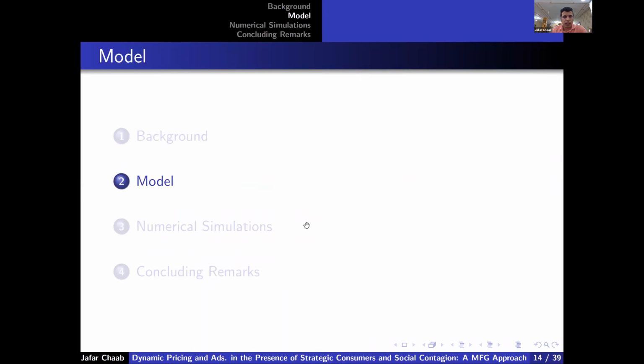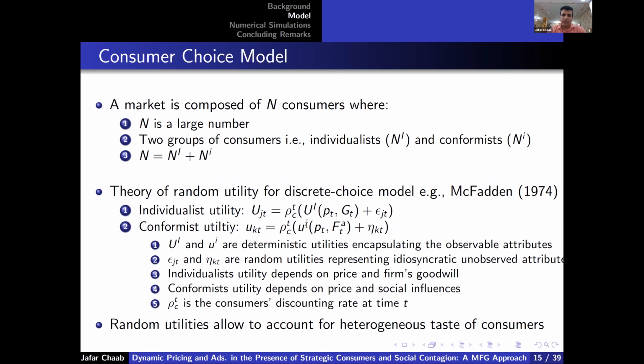So here I'm going to introduce the model. Let's consider a market that is composed of N consumers, where N is a large number, and we have two groups of consumers: individualists, denoted by N capital I, and conformists, denoted by N_C. Based on the theory of random utility for discrete choice models, we can consider a utility for the consumer that is composed of two parts, one deterministic part and one random part.